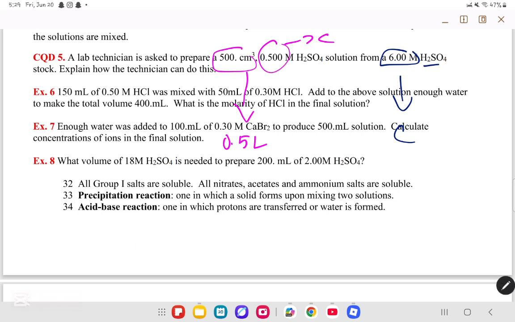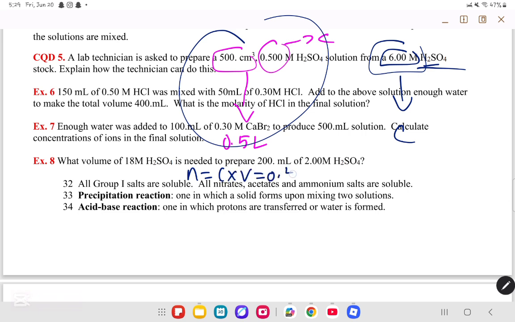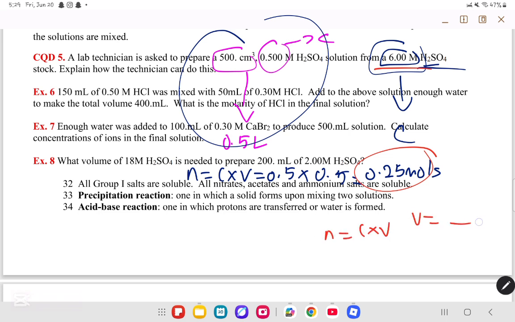So very simply, what we're gonna do is find the volume that we're gonna use from this H2SO4 stock. In order to do that, we would need to find the number of moles used. How do you find the number of moles used? N equals C times V. So it's 0.5 times 0.5, which is 0.25 moles, right? Now, we have the number of moles and we have the concentration. We need to find the volume. So N equals C times V, V equals N over C. So V is equal to 0.25 over 6. That is 0.042 decimeter cubed.